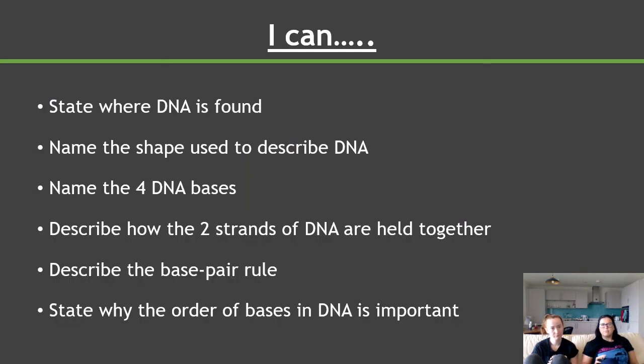Okay. So finally, things you should be able to do, you should be able to state where DNA is found. It's found in the nucleus, it is in chromosomes, there's genes and all these things. Name the shape that is used to describe double DNA. Double helix. Name the 4 DNA bases. Adenine, thymine, guanine, cytosine. Describe how the 2 strands of DNA are held together. Complementary bases. Describe the base pair rule. Adenine with thymine, guanine with cytosine. And state why the order of bases in DNA is important. Controls the order of amino acids in a protein.